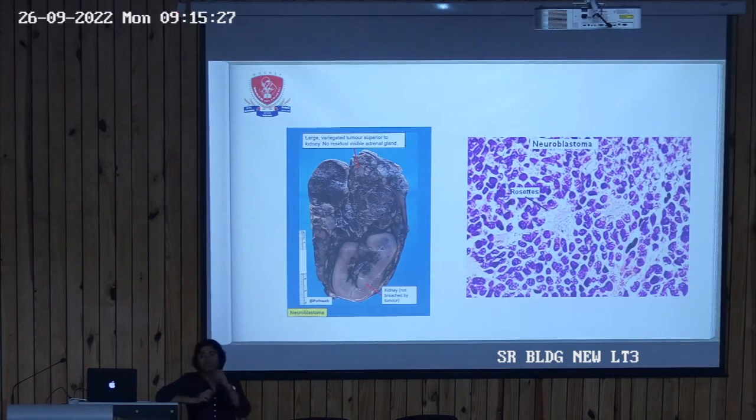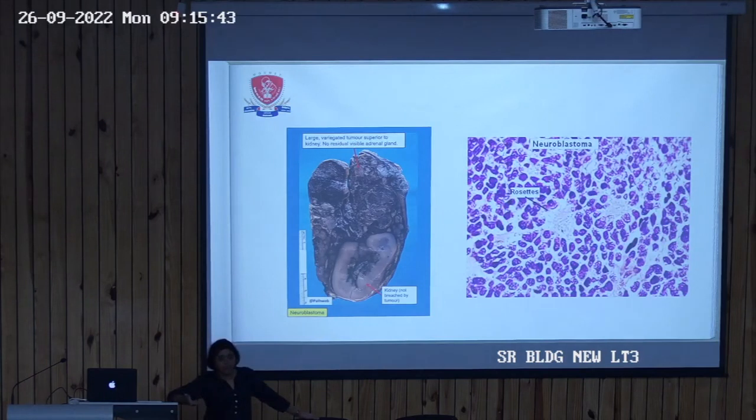All you have to know is the location. Symptoms are also almost similar, because they are in those areas where they will compress. So you can just write the compressive symptoms. Okay. So like in neuroblastoma, because you have seen it is in the adrenal medulla or the paravertebral region, what will be the symptoms?